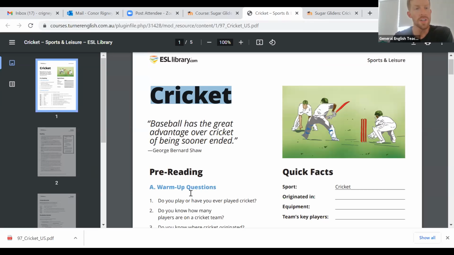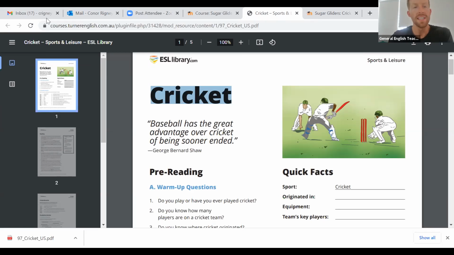Does anyone in your countries play cricket? No. Well, what about in Japan, Mayuko? Do you guys have a cricket team? I don't think so. Maybe baseball is more popular. Yeah. Marina, what about you guys? Thailand, Russia? No, I never hear about this. I think it's more popular in America, something like that.